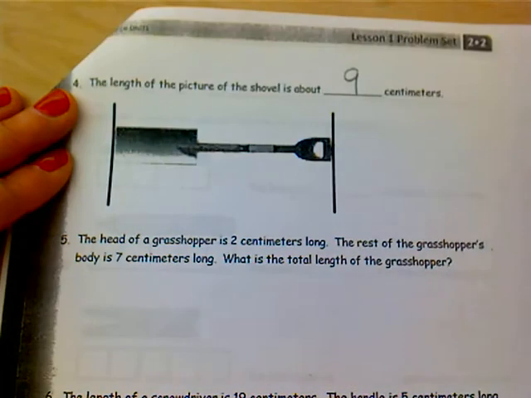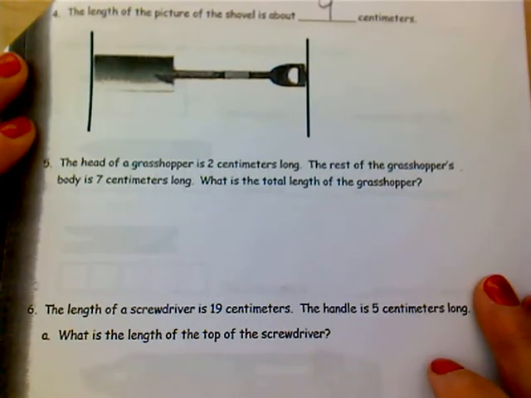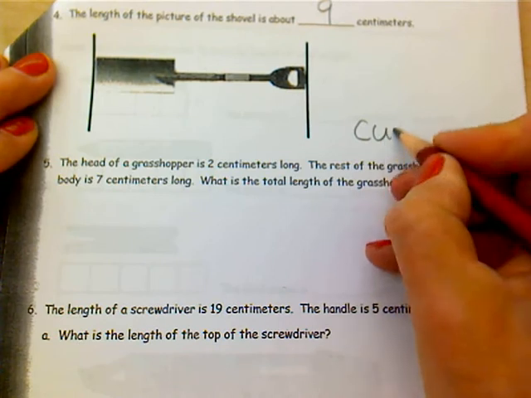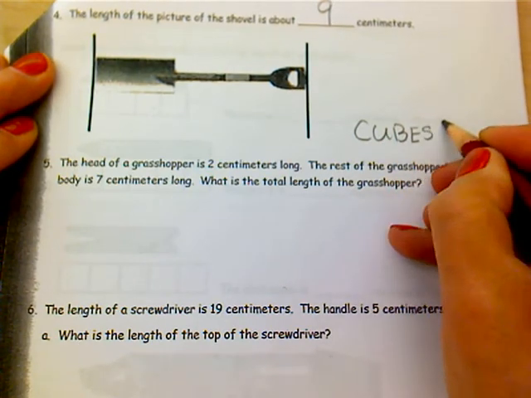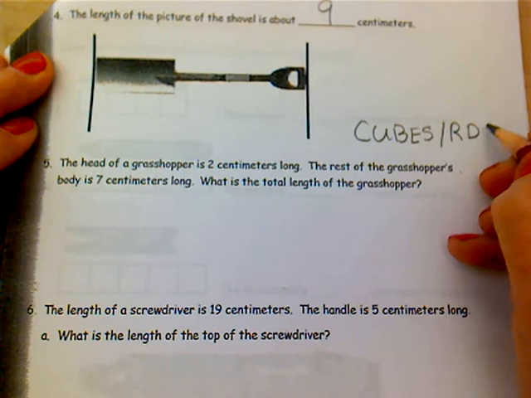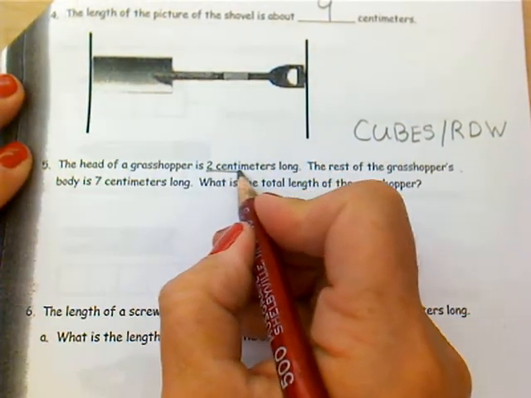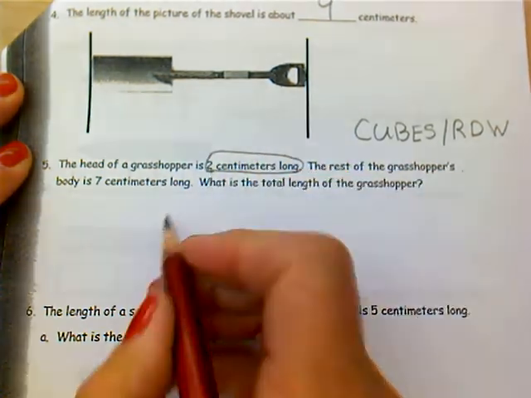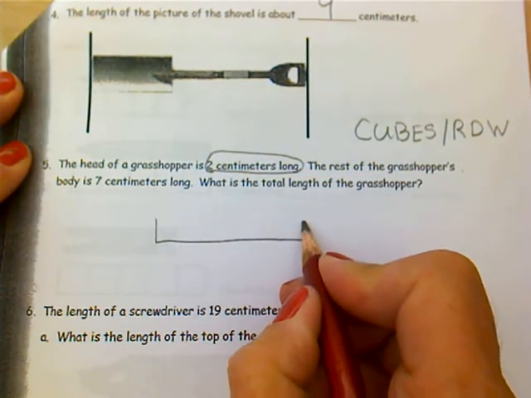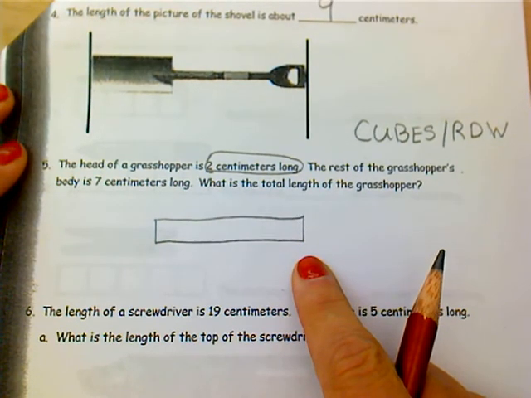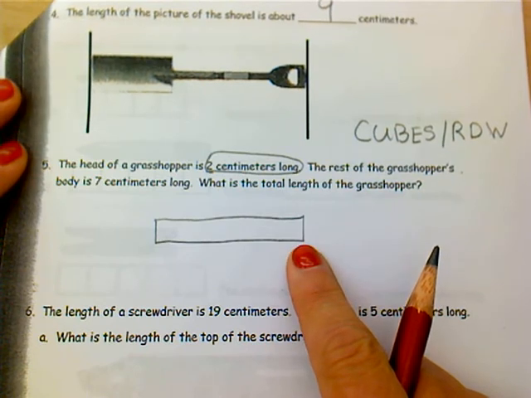All right, so let's take a look at problem number 5. So we've got 3 word problems that we're going to do, and we are definitely going to be using cubes. We're going to be using cubes along with read, draw, and write. Okay, so the head of a grasshopper is 2 centimeters long. So I'm going to draw myself a bar model that is all exactly the same thing as a number bond. It's just using a square.